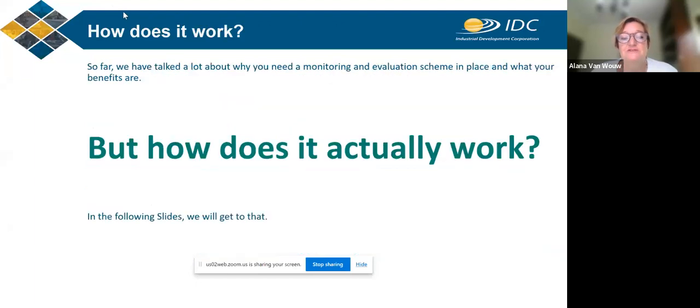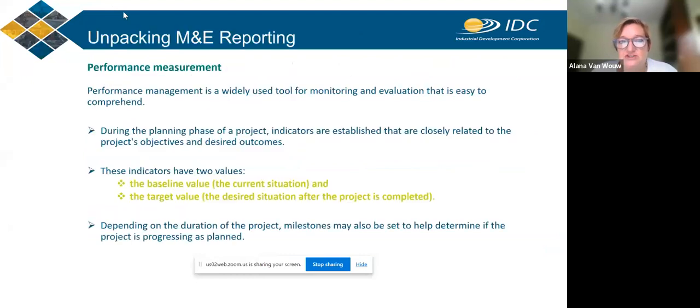Okay, so how does M&E actually work? I'm just going to unpack it. I'm not going to go into huge details. Your performance measures are the tool that's used for monitoring and evaluation, and it is very comprehensive. Like I said just now, when you're sitting in a meeting with funders or doing a brochure, your baseline value, the current situation, and your target, what you want to achieve within the project, is so important. Then, depending on the duration of the project, your milestones: how are you going to get there, and how are you going to fund the gaps that you might have?